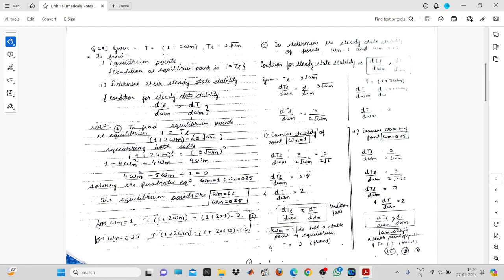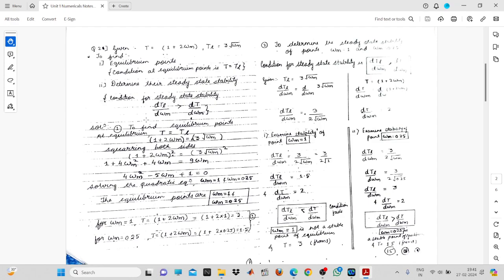Now here you will have to find the equilibrium point and the steady state stability. In the lecture I told you that if the slope of the load torque is higher than that of the motor torque, then the speed will be a stable speed. Because if you apply a perturbation, increasing or decreasing the speed, you will have to check whether the drive is stable or not.